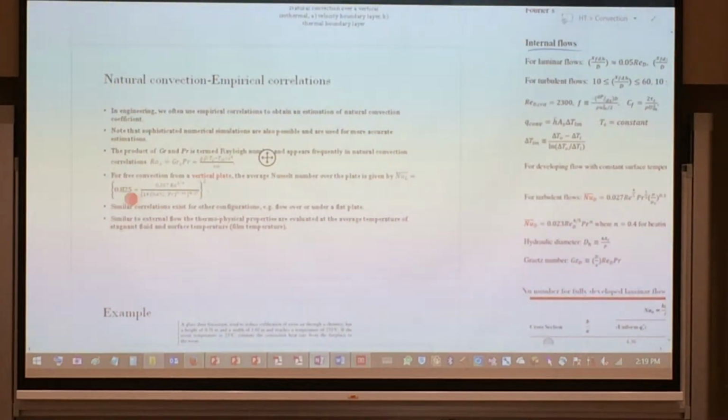But if you look at natural convection, all right, that was forced convection that I was talking about.